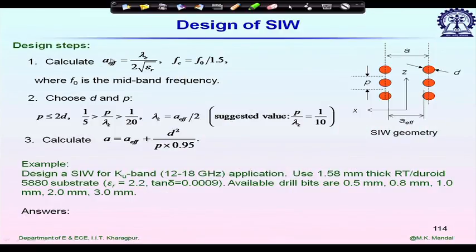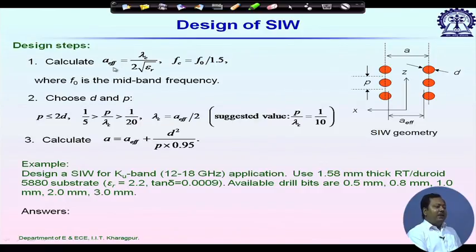Next are the design steps. Let's say for any given application you are asked to design one SIW. That means you have to choose a substrate first, and then you choose your periodicity, your D, and the via to via sidewall separation A. We already have the design rules, so we can use them to obtain the physical parameters for fabrication. Let's start with the first step, calculation of A effective. Once we have A effective, from that we can calculate the physical separation A.